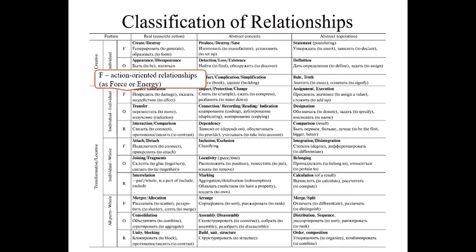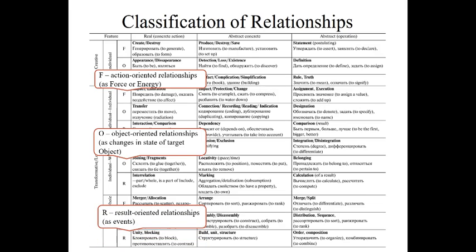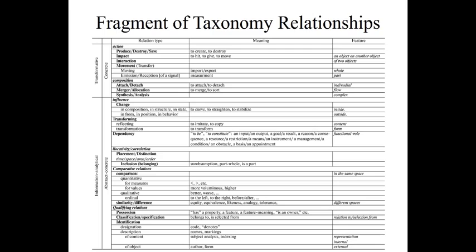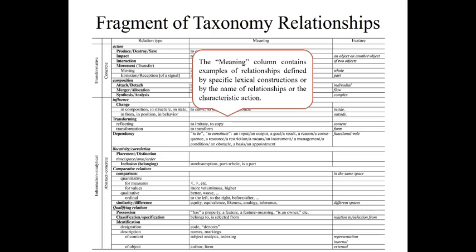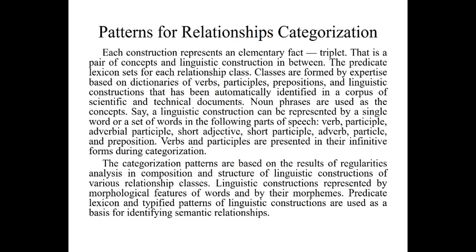So in this table, columns and rows present their properties. Using the previous table, we get a taxonomy of relationships like this. So here is the relation type, its meaning and feature. By the results of text processing, we get triplets, that is a pair of concepts and a linguistic construction in between.